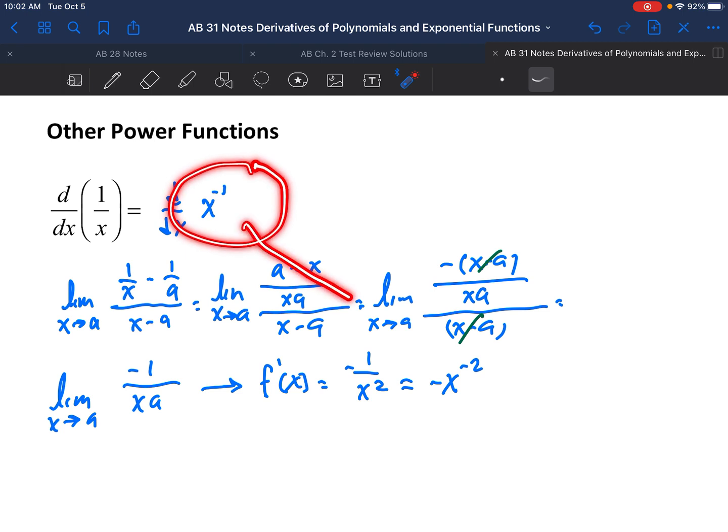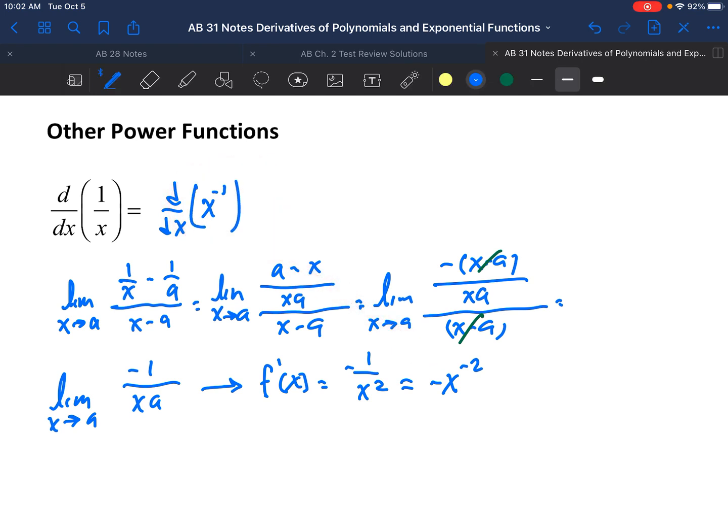Look at how that happens. Can we apply that power rule? Yes, we can. So that would give us multiply by the exponent, negative 1, subtract 1 from the exponent. Negative 1 subtract 1 is negative 2. So the power rule applies for negative exponents.